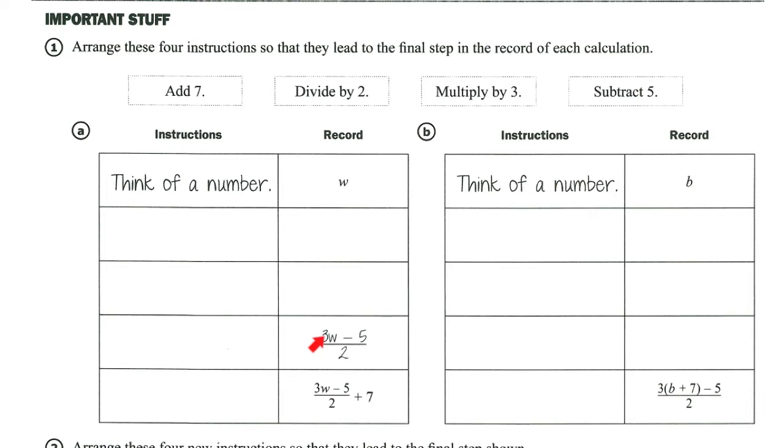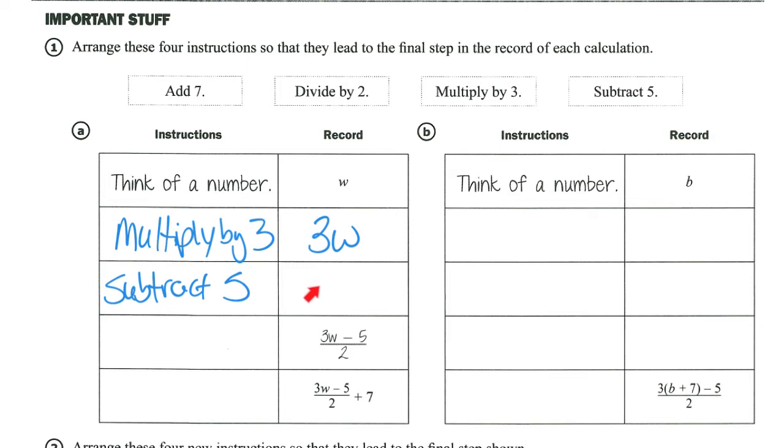It looks like the first thing we did was multiply by 3. When I multiply w by 3, I'll end up with 3w. The next thing it looks like we did was subtract 5 because this division with this fraction bar looks like it's happening after we subtract 5. Once we subtract 5, we now would have 3w minus 5. The next step we did was divide by 2. And then this last step, we can see that we added 7 onto the end.